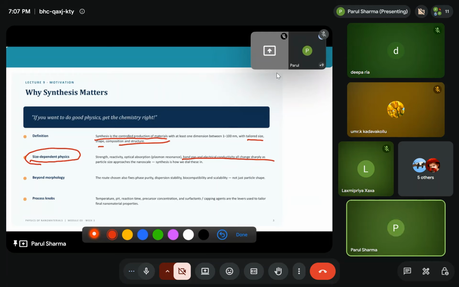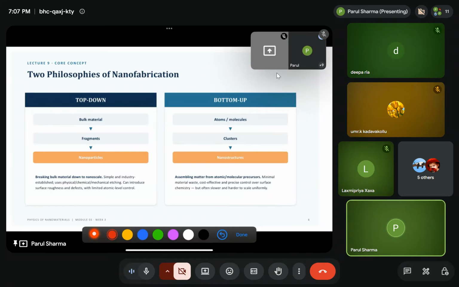It also fixes purity, dispersion stability, biocompatibility, and then the process norms like temperature, pH, and reaction time. These are the things which we use to tailor the final nanomaterial properties.